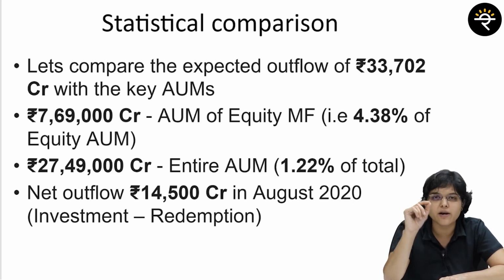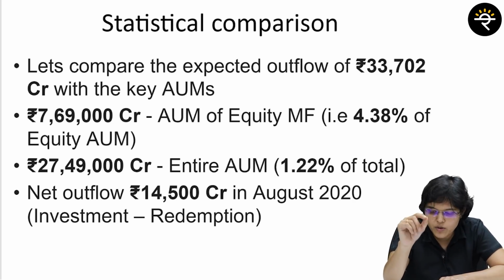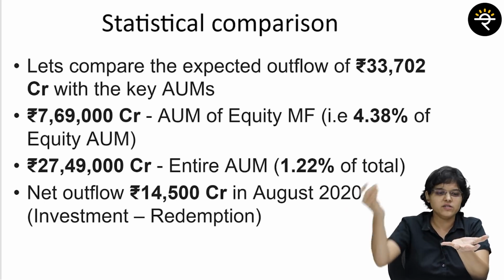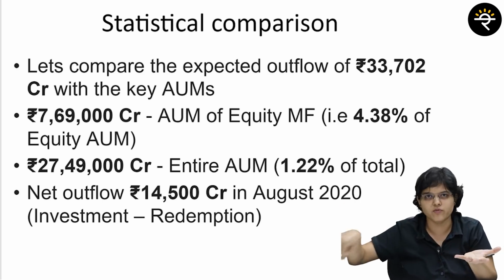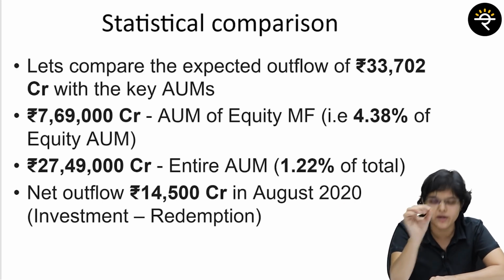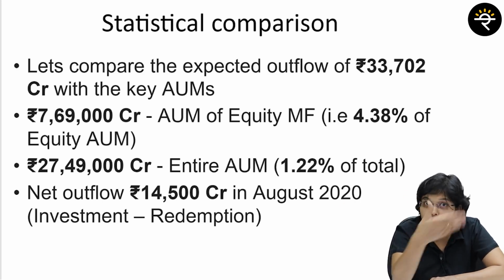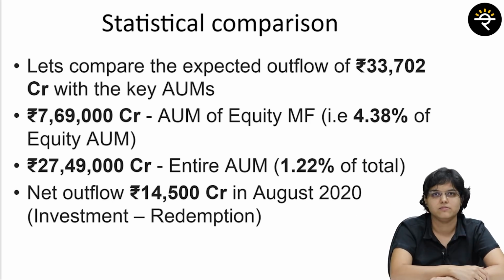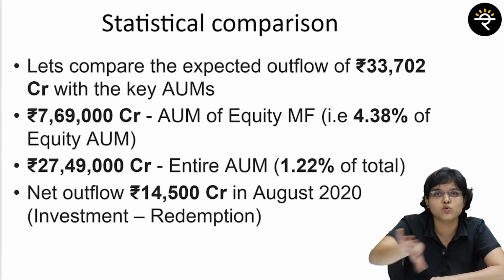What we did was, we also tried to check out from the AMFI website, how much was the net outflow. What is net outflow? How much was invested in mutual funds and how much went out of mutual funds in the month of August 2020. The net outflow from the mutual fund industry was 14,500 crores. Outflow, I'm saying, in August only.